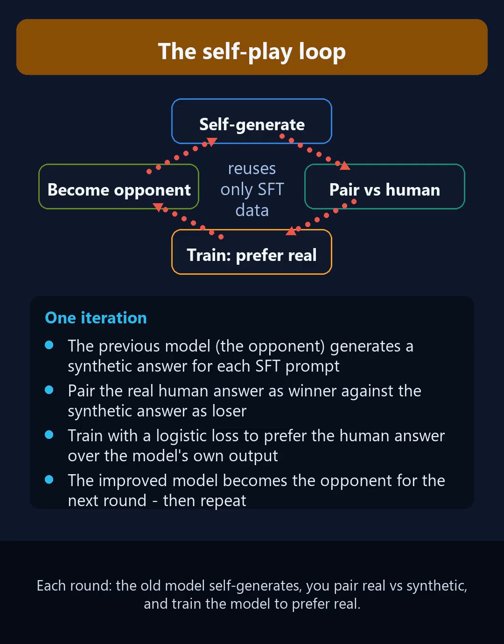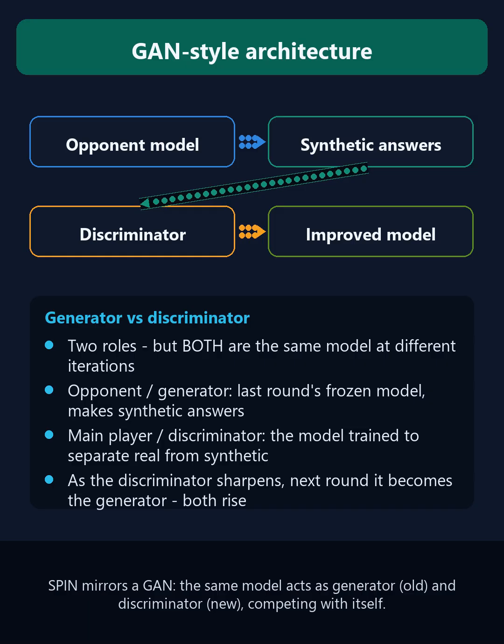Here is the self-play loop, one iteration at a time. First, the previous model, the opponent, generates a synthetic answer for each prompt in your fine-tuning set. Second, you pair each real human answer as the winner against that synthetic answer as the loser. Third, you train the model with a logistic loss to prefer the human answer over its own output. The improved model then becomes the opponent for the next round. Repeat.